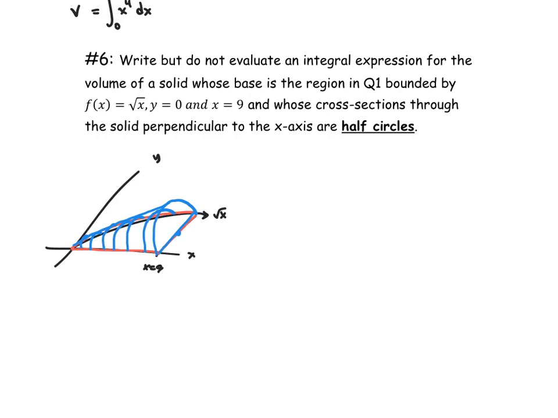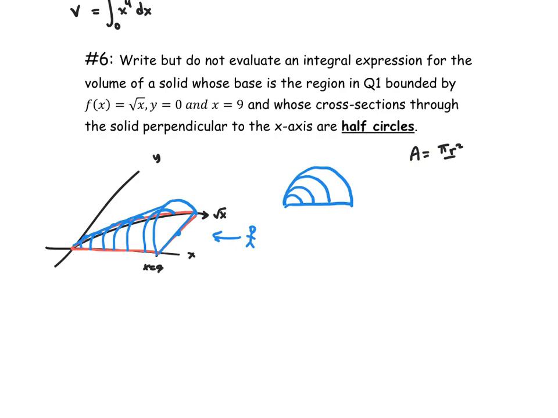But if I were to look at it from the side view, if I were to stand here and look at that, I would see a half circle. And then I would see another half circle and another and another. It's kind of a cool setup, right? Tunnel-like. So how do you find the area of a half circle?